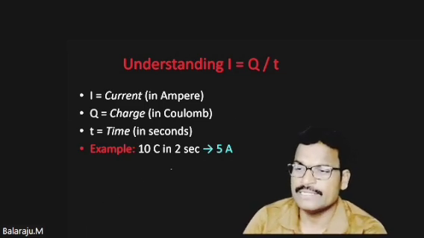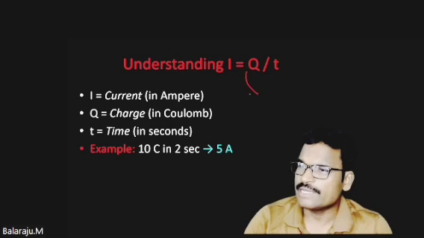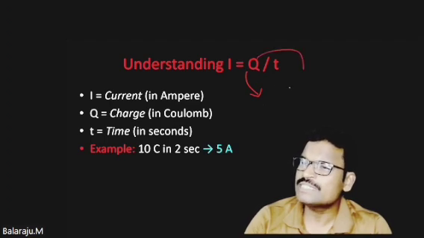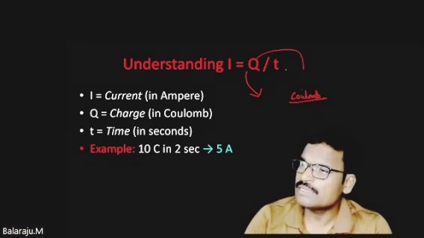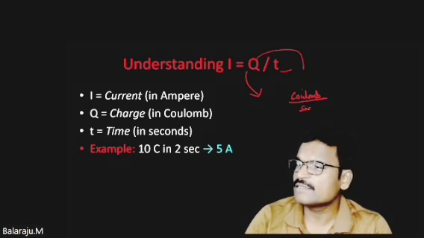Yes, sir. I am writing here. So now see here I am writing. Are you able to see this one? I is equal to Q by T. Q means what? Here, Q means charge. Charge is measured in coulomb. Right? Time. This is time. Time is measured in second.